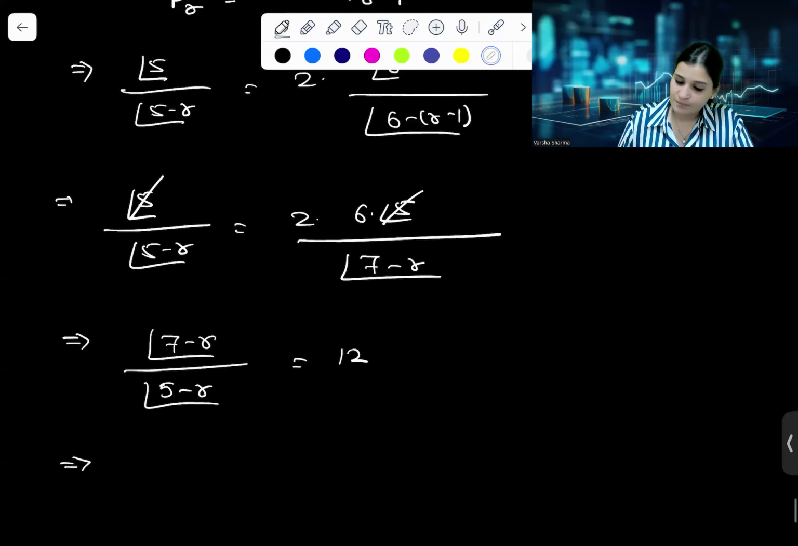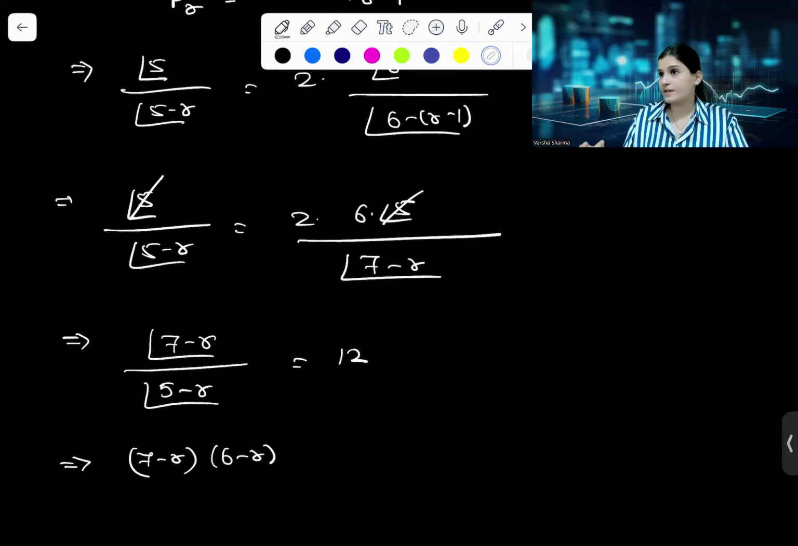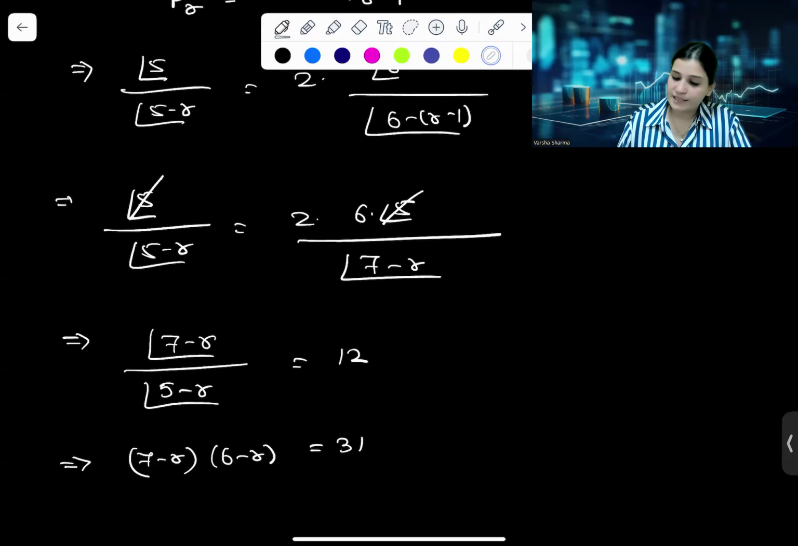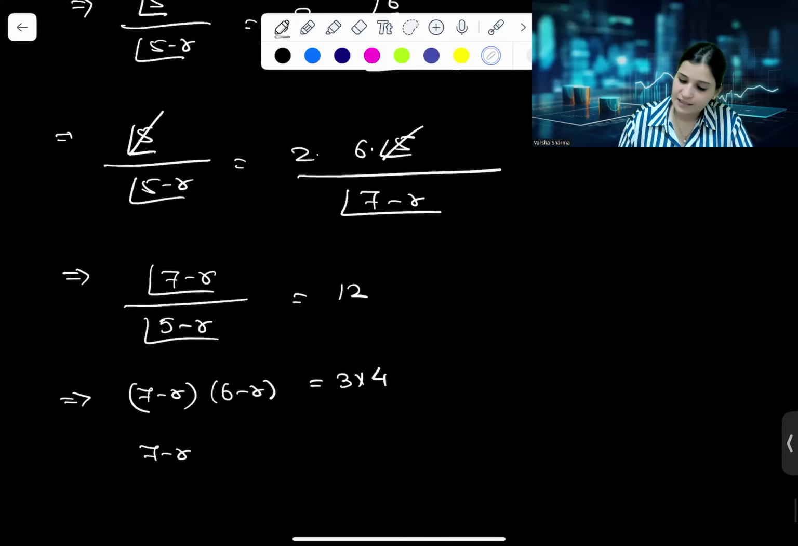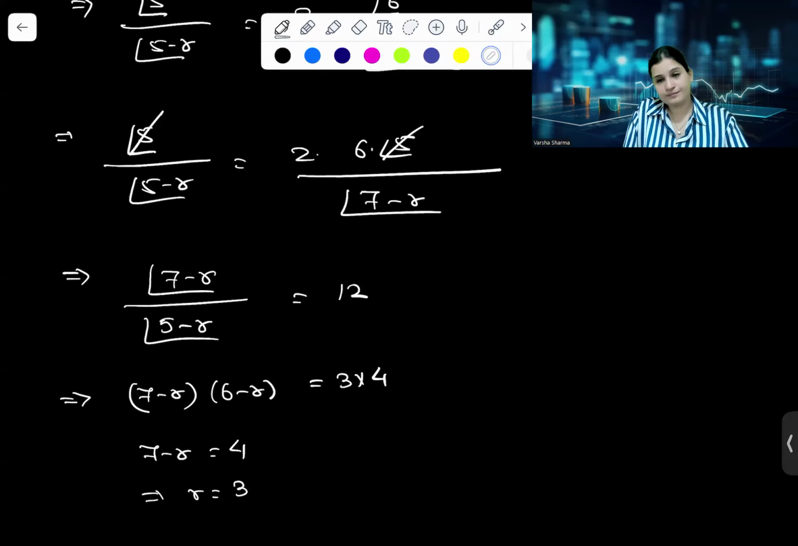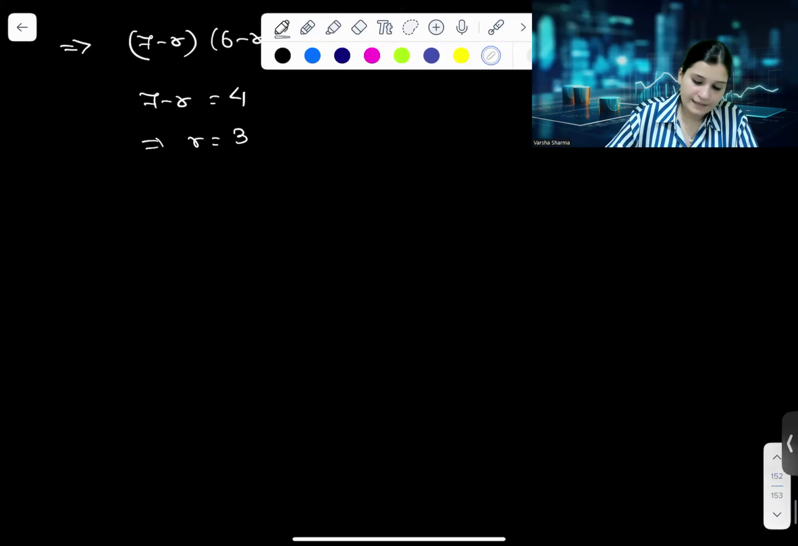So I can open the larger factorial 7 minus R. So 7 minus R, 6 minus R, and 5 minus R gets cancelled. So here it's a multiplication of 2 consecutive numbers. 12 can also be written as 4 into 3. Comparing, 7 minus R equal to 4, R will be 3. R will be 3. Clear? Yes, ma'am.